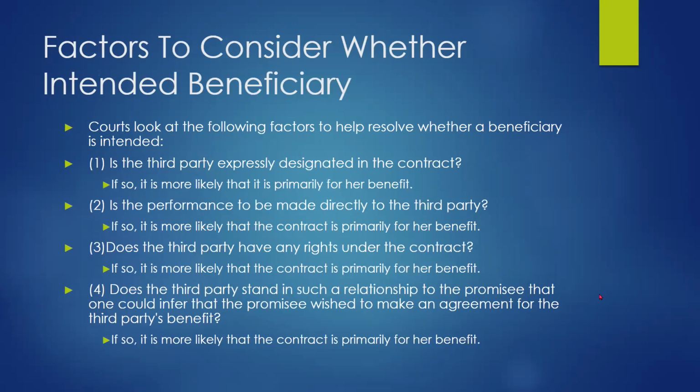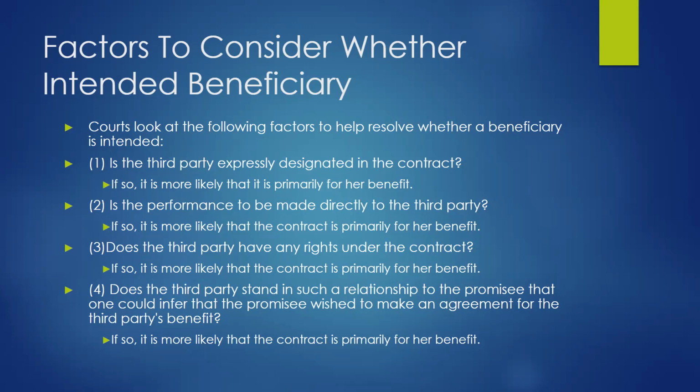Factors to consider whether intended beneficiary. Courts look at the following factors to help resolve whether a beneficiary is intended. 1. Is the third party expressly designated in the contract? If so, it is more likely that it is primarily for her benefit. 2. Is the performance to be made directly to the third party? If so, it is more likely that the contract is primarily for her benefit. 3. Does the third party have any rights under the contract? If so, it is more likely that the contract is primarily for her benefit.